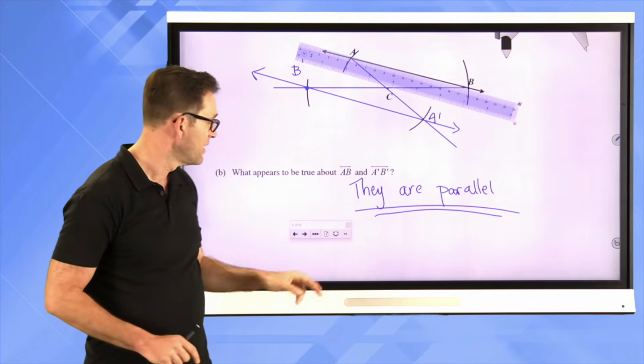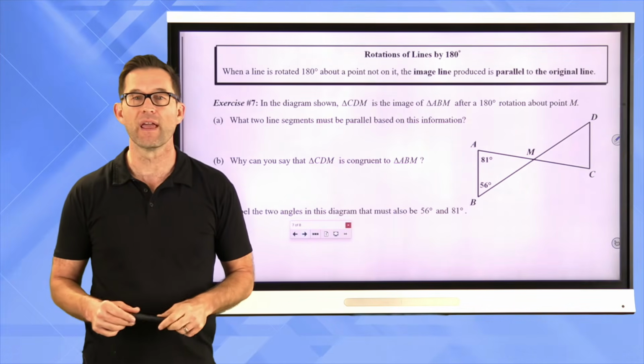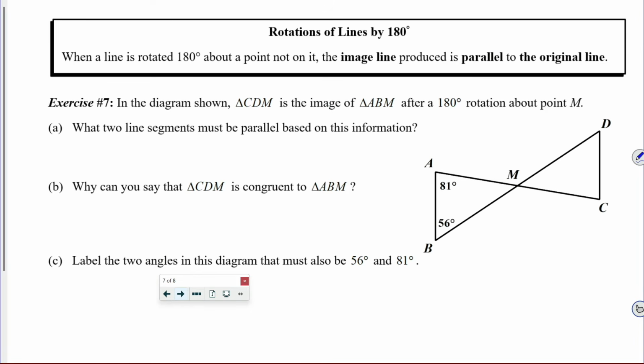All right. Let's move on. One last problem. Rotation by lines by 180. When a line is rotated by 180 degrees about a point not on it, the image line produced is parallel to the original line. Exercise number 7. In the diagram shown, triangle CDM is the image of triangle ABM after a 180 degree rotation about point M. And again, I could have said after a point reflection through point M or across point M. Letter A. What two line segments must be parallel based on this information?